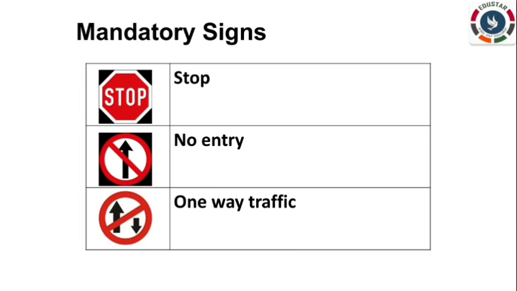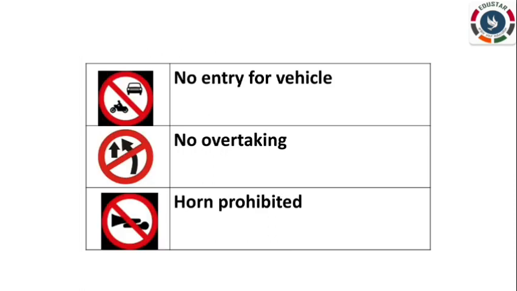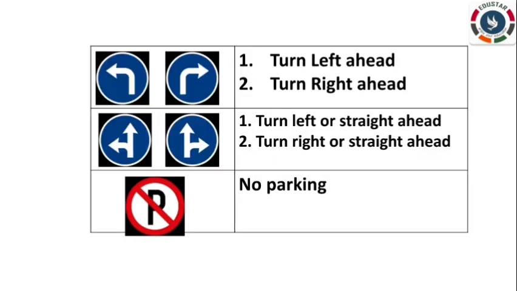On the roadside you can see this type of traffic signs. So next, one-way traffic, no entry for vehicles. The next symbol indicates no overtaking. Next one, horn prohibited. The next one, turn left ahead, turn right ahead. The next symbol indicates turn left or straight ahead, turn right or straight ahead. The next one, this symbol indicates no parking.